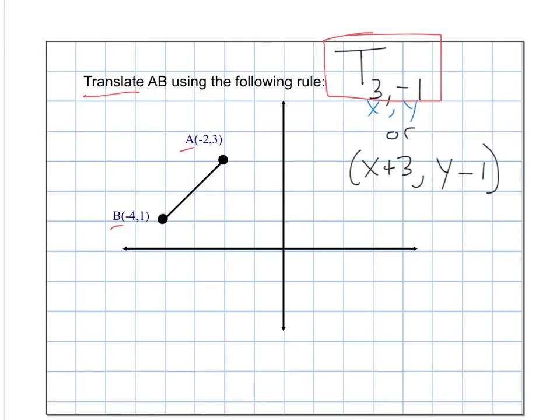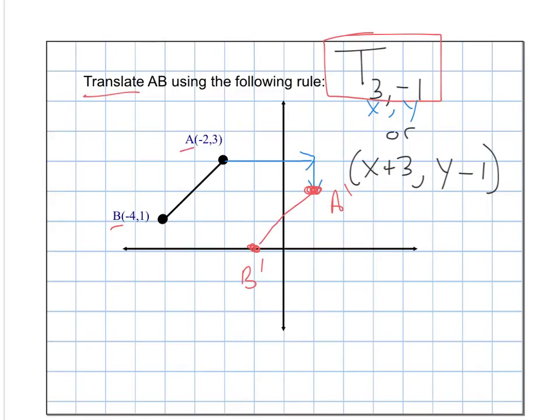So for this translation rule, they're asking us to move 3 units in the X direction. That's 3 units that way. And -1 unit in the Y direction, which is down 1. So our new A prime would end up right there. We use the same movement for the B prime, 3 over down 1. So there's B prime, there's A prime, and there's my new line.